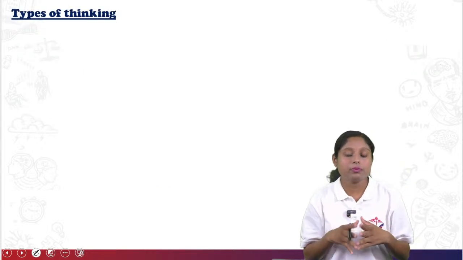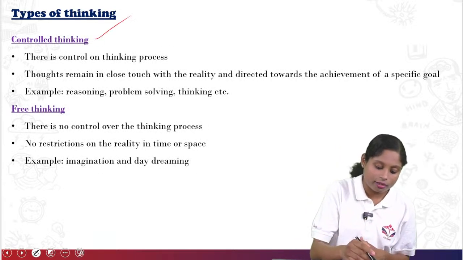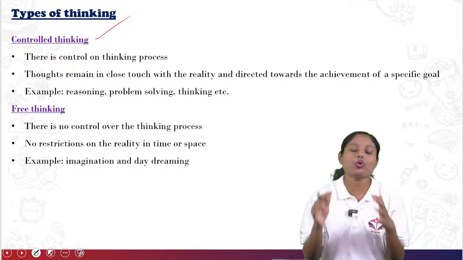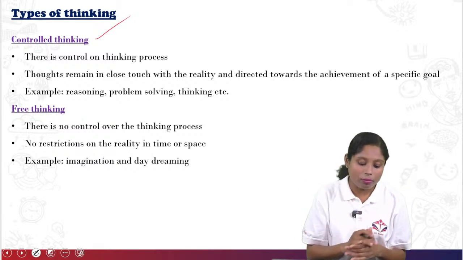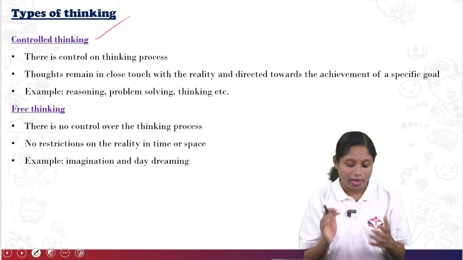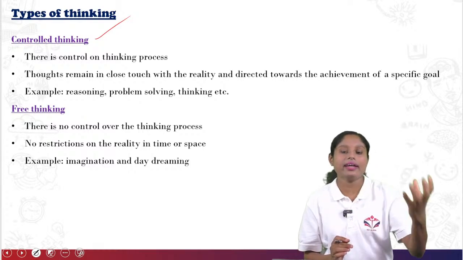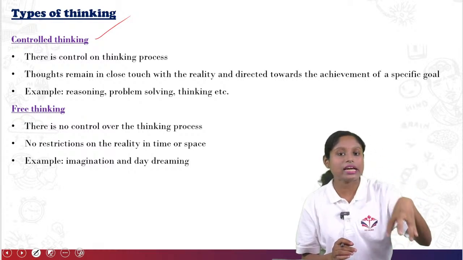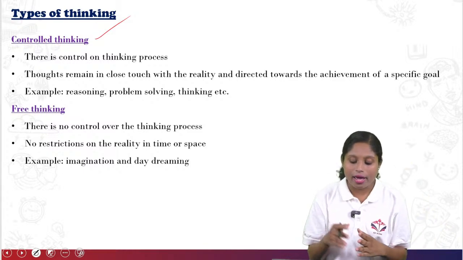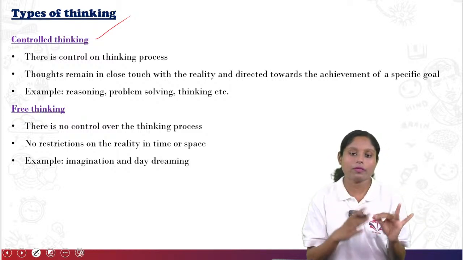Now we will see the types of thinking. What are the main types of thinking? Let's discuss. First, controlled thinking. There is control over the thinking process. Thoughts remain in close touch with reality and are directed towards achievement of a specific goal. Examples are reasoning, problem solving and thinking. Thoughts remain with reality, what is present in his day-to-day life, and are directed towards a specific goal.